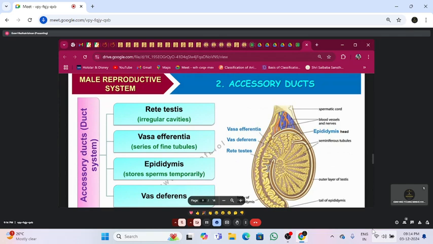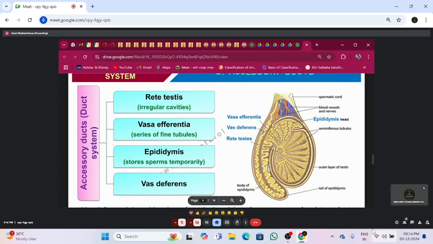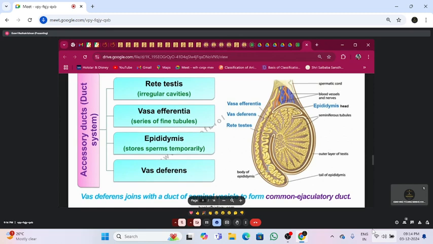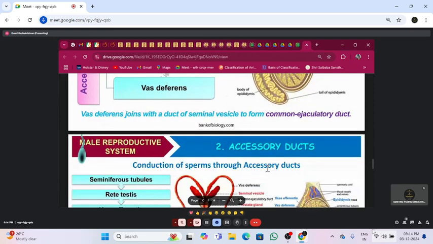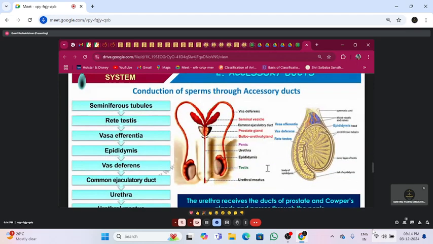Now, the accessory ducts. Where are they, and what do they do? The rete testis is the irregular cavities, and vasa efferentia are a series of fine tubules. The epididymis stores sperms temporarily and then they are released. The sperm travels through the vas efferens. The vas deferens joins with the duct of the seminal vesicle to form the common ejaculatory duct.